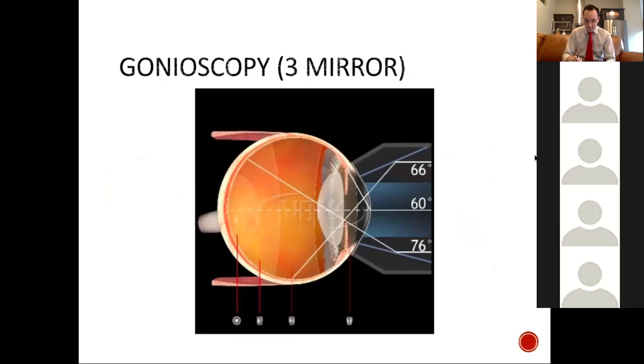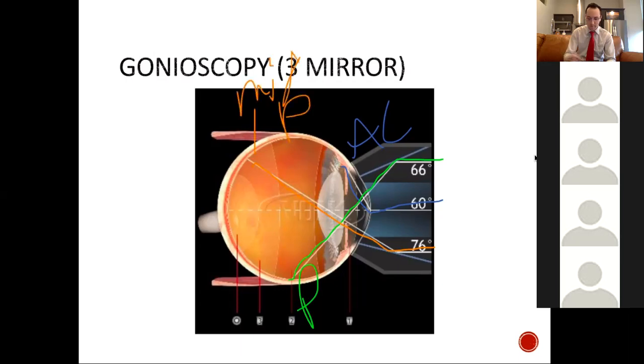So when we look here, our 60-degree mirror is going to allow us to see the anterior chamber, okay? Our 66-degree mirror is going to allow us to see the P, the periphery, right? And finally, our 76-degree mirror is going to allow us to see the mid-P, the mid-periphery, right?